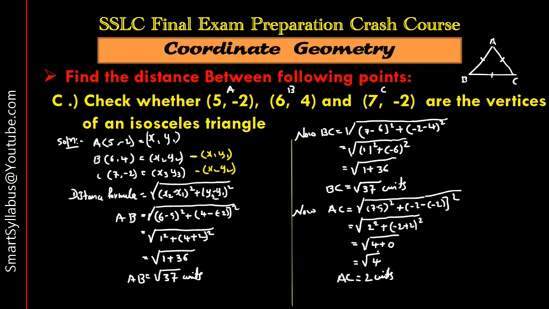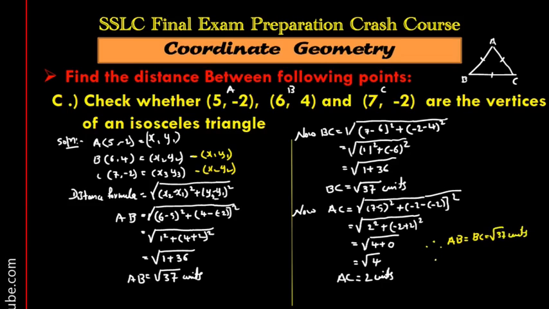It means from this it is 100% clear now. AB and BC are equal. So just write it down. Therefore, AB is equal to BC. That's equal to root 37 units now. Therefore, ABC is an isosceles triangle.